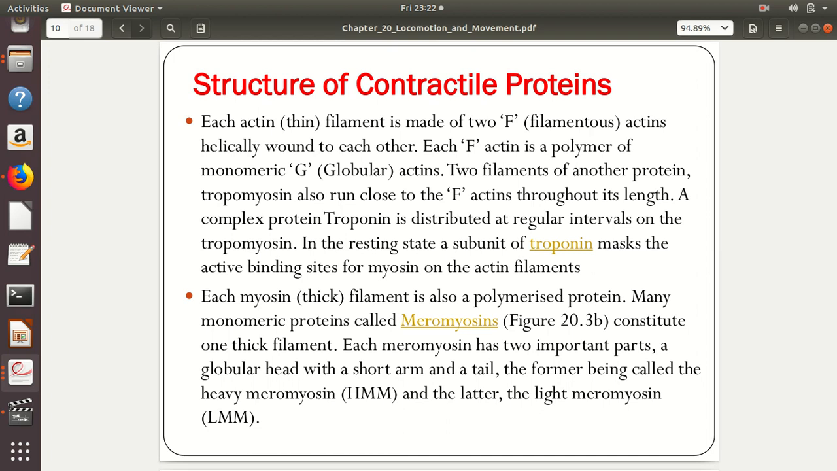Each myosin filament is also a polymerized protein. Many monomeric proteins called meromyosins constitute one thick filament. Each meromyosin has two important parts: a globular head with a short arm and a tail, the former being called the heavy meromyosin, HMM, and the latter the light meromyosin, LMM.